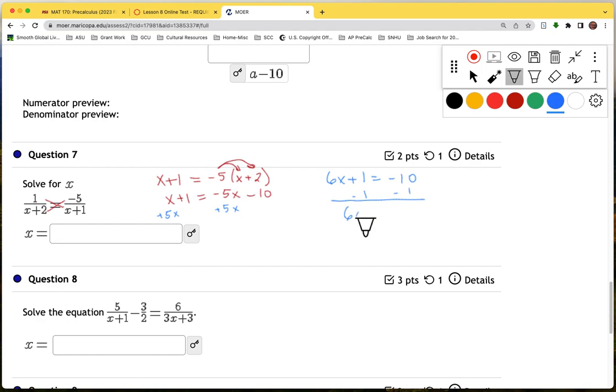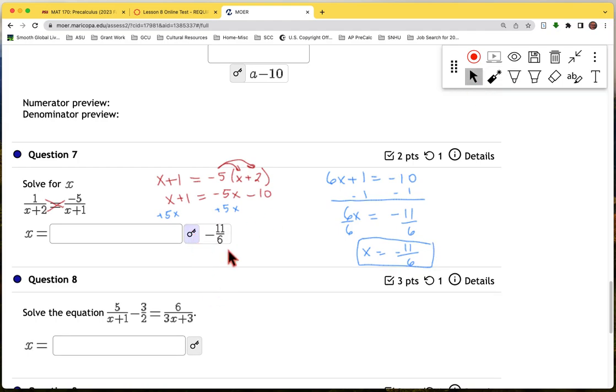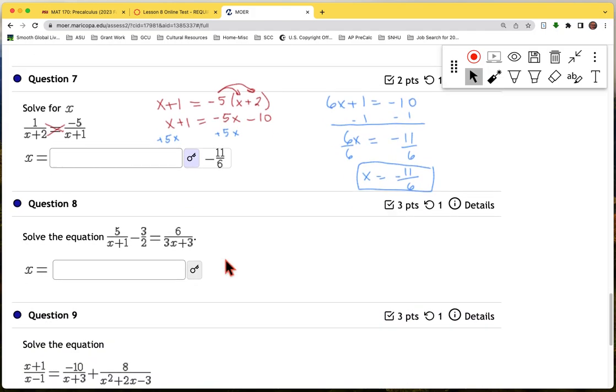And so we get 6x equals negative 11. Divide by 6. x equals negative 11/6. Negative 11/6. Okay. All right. Number 8.